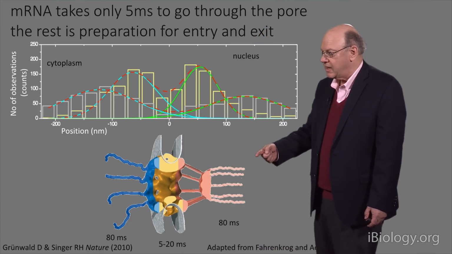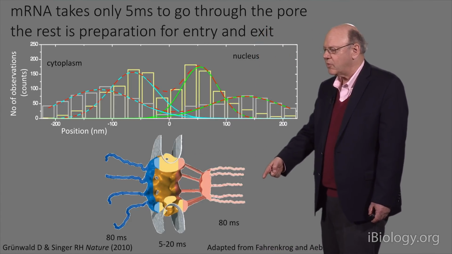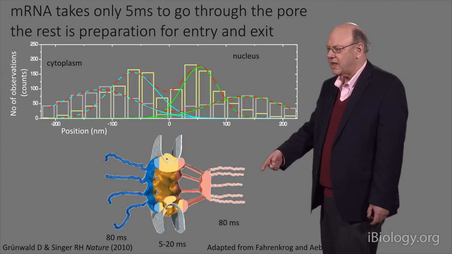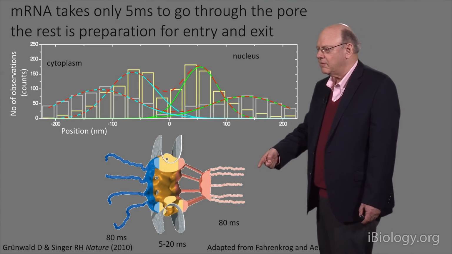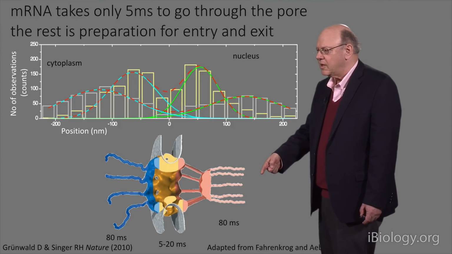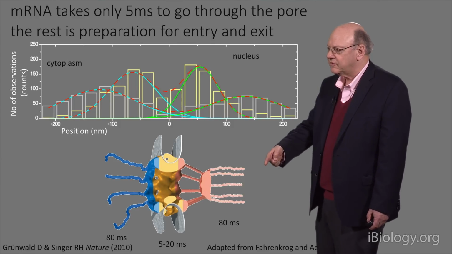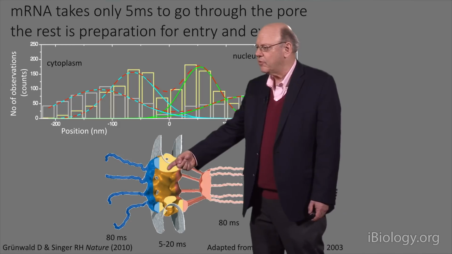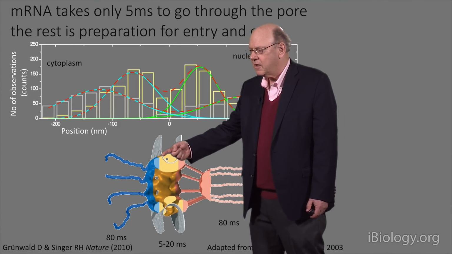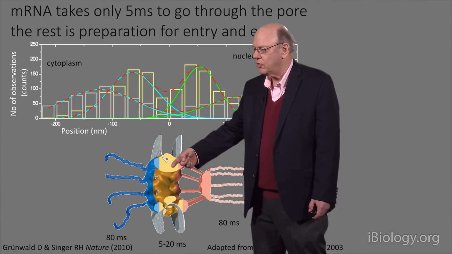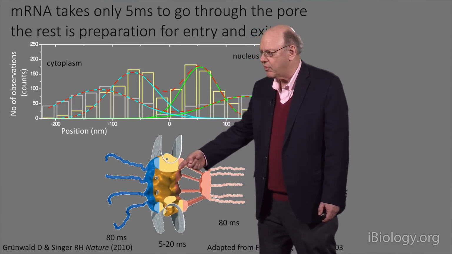So this indicates that there's some remodeling going on. There are proteins on RNA which have to be stripped off that say this is a nuclear molecule, and then when it gets to the cytoplasmic side of the pore, there have to be proteins that are stripped off which say now you are a cytoplasmic molecule and you can't go back into the pore.